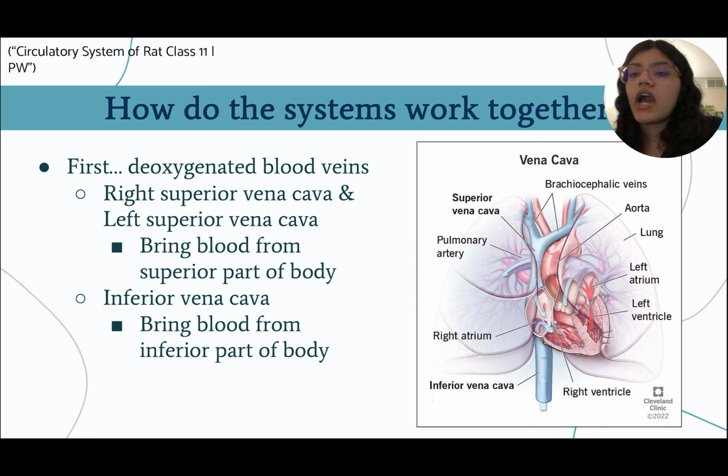So how do the respiratory and circulatory systems actually work together? Well, first we have to separate the veins that carry deoxygenated and oxygenated blood. First we have the right superior, left superior, and inferior vena cavas. The right superior and left superior vena cavas bring all the deoxygenated blood from your head and neck down to your heart, whereas the inferior vena cava brings all the blood from your feet up to your chest back to the heart to be reoxygenated.